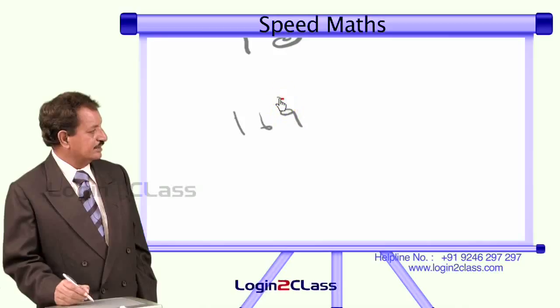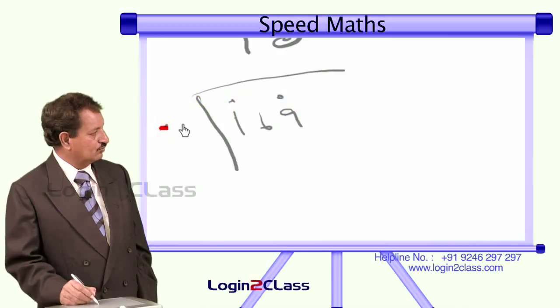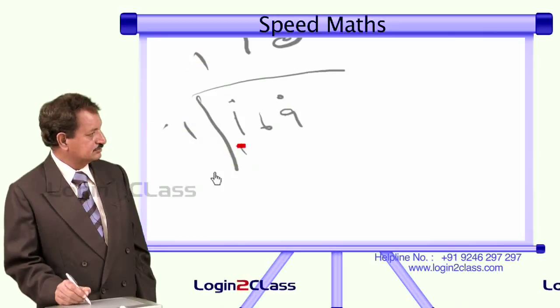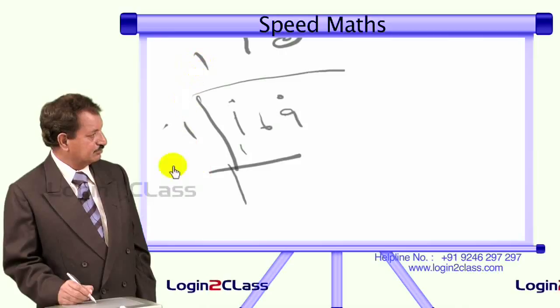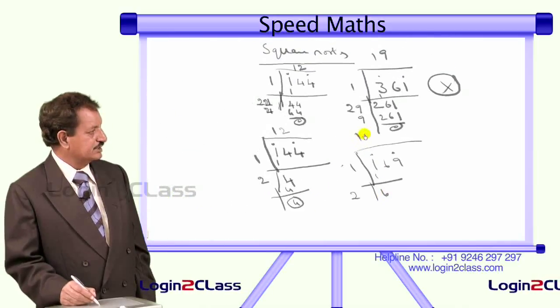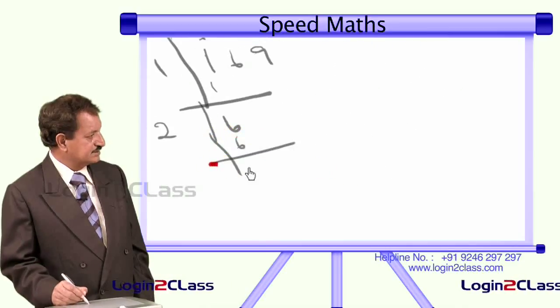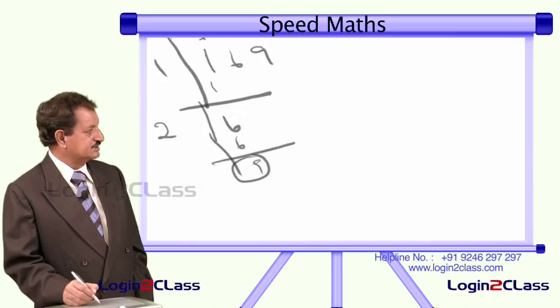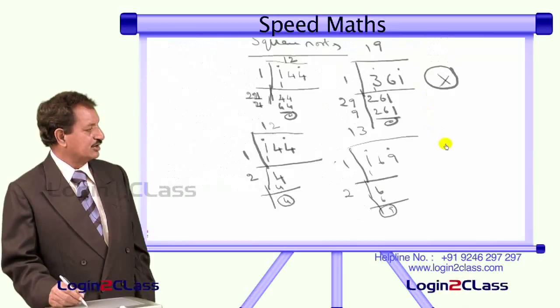Suppose you see 169. So what you have to do? 1 once 1, and this 1 will become 2, and you get down only 6. 2 threes 6, and the last number 9 is the remainder, and see, 3 threes 9. So the root of 169 is 13, and it is confirmed. I will show you another example.